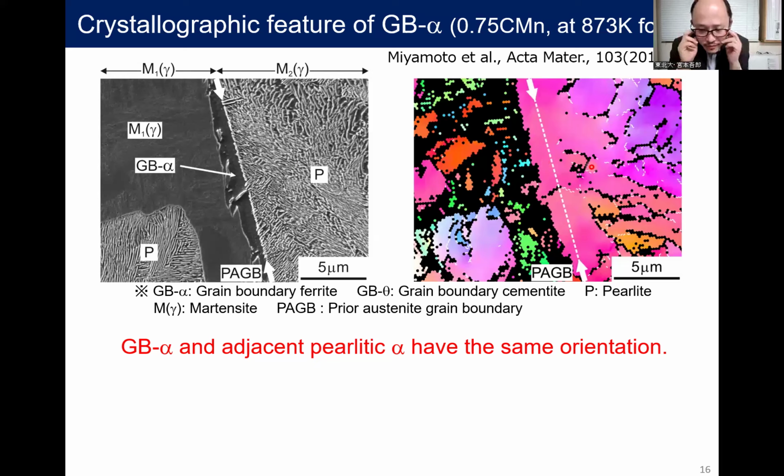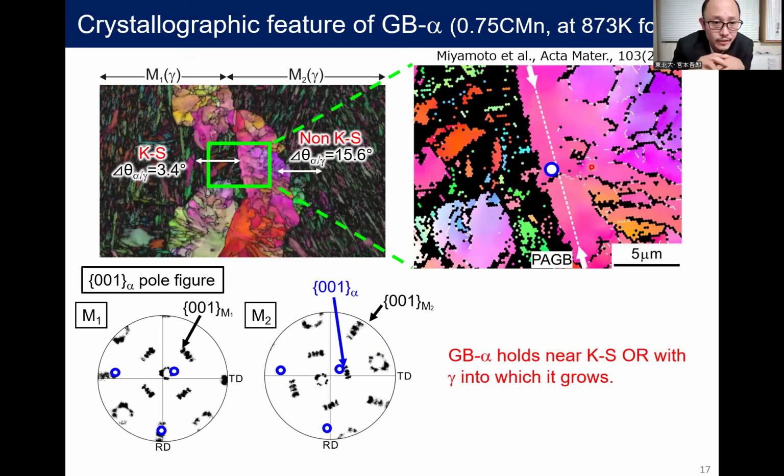Then, in order to clarify the difference between those two cases, we analyzed the orientation relationship between ferrite and austenite. This is the same place as the previous slide. This grain boundary ferrite holds a near-KS orientation relationship with respect to the austenite. However, this pearlitic ferrite holds a non-KS orientation relationship with the austenite on the other side. So the orientation relationship is quite different between those two cases.